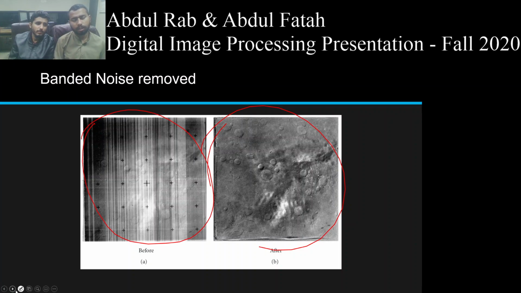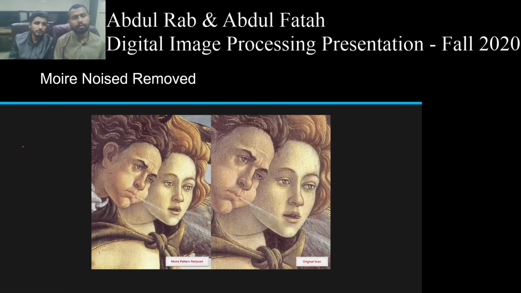Let's move to the next example if available. Yes, wire noise removed. Here we see the original scan. Whenever we scan an old photo, or maybe a paper sheet or anything like this, we get a little noise there. Like you see, there is continuous noise almost everywhere. You can see here and here are not clear or visible.